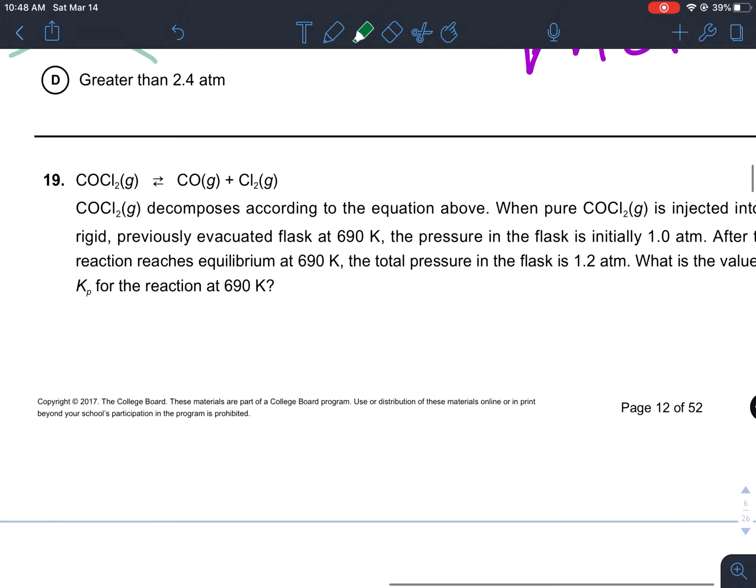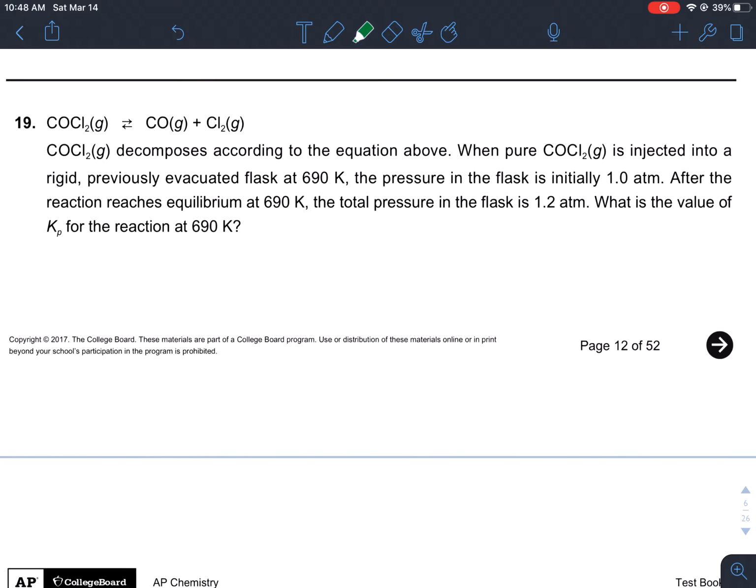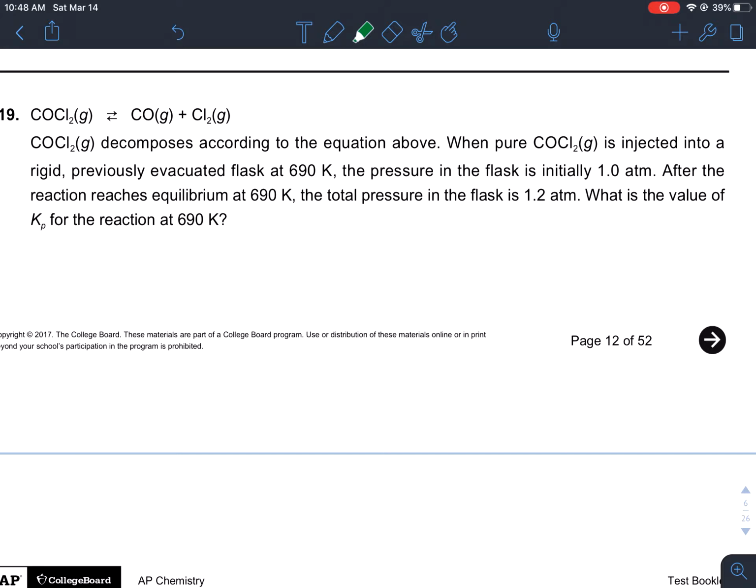All right, number 19. COCl2 yields CO and Cl2. COCl2 decomposes according to the equation above. When pure COCl2 is injected into a rigid, previously evacuated flask, the pressure in the flask is initially 1 atm. After it reaches equilibrium, the total pressure in the flask is 1.2.